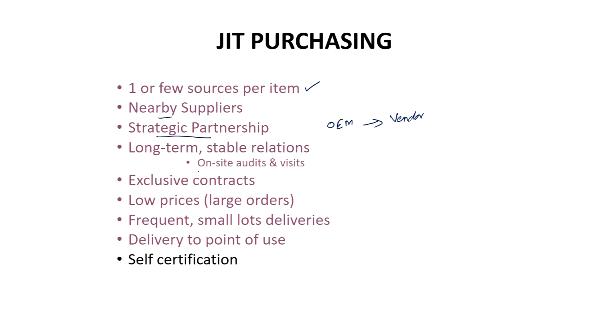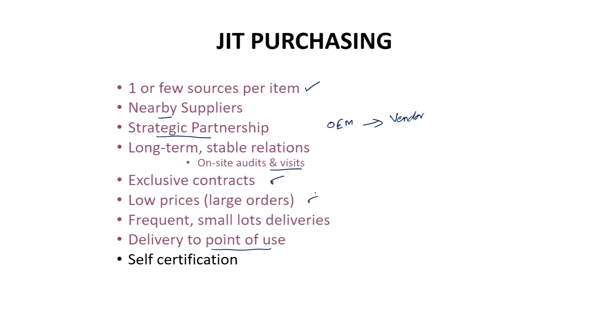And then you are having long term stable relationships by on site audits and visits, and material will come to the point of use. If the material has to come to the point of use to avoid multiple transportations and other things, in that case it will come at the point of use. So for that purpose the quality should be very good, vendor certified quality, or quality is audited at the plant level, at the vendor level itself, and there are exclusive contracts also.